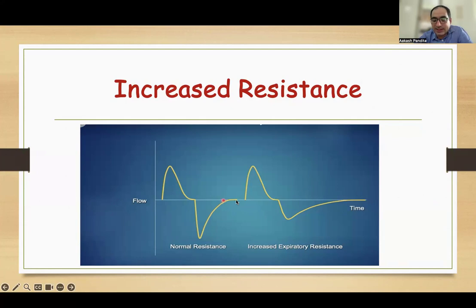Now, whenever there is increased resistance, usually it happens during expiration. So what will happen is the peak expiratory flow, you can see the peak of this expiratory graph comes down. So the peak expiratory flow will decrease, and also it will take a longer time now to come down to the baseline. Usually, when you auscultate such babies, they may have a wheeze or a bronchospasm, and whenever we give a bronchodilator, it again comes back to normal. Usually, this happens in BPD patients.